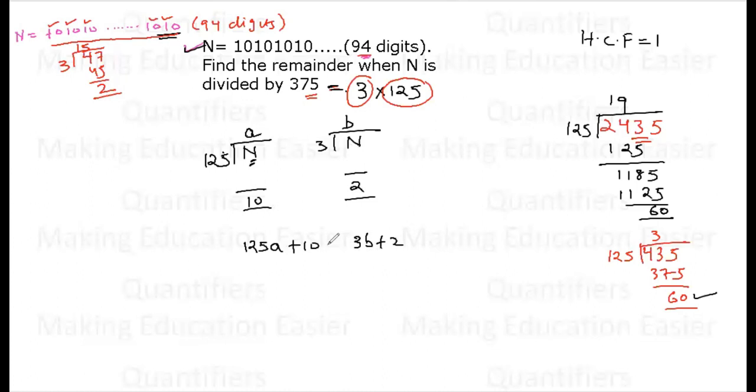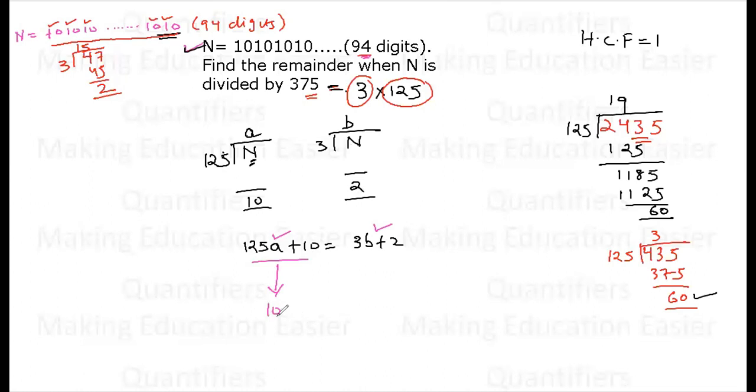Now students, we need to find the smallest number. We have to tell the smallest number which satisfies this as well as this. Now students, you have to solve it manually. Let's see the smallest number of this form. Smallest number of this form will be 125 into 0 plus 10. If I put 0 in place of a, I will get the smallest number of this form. That will be equal to 10.